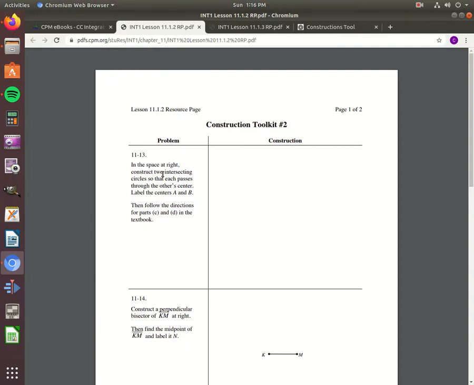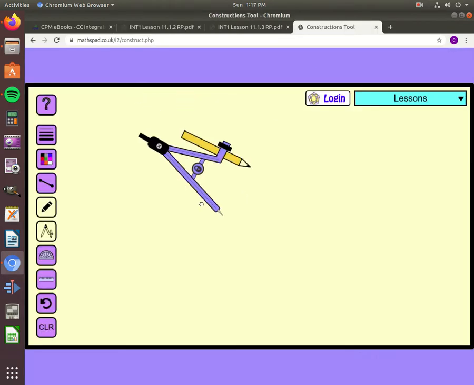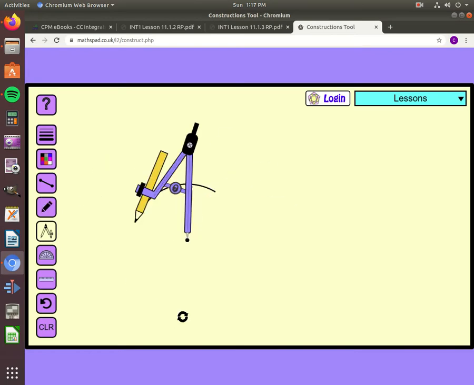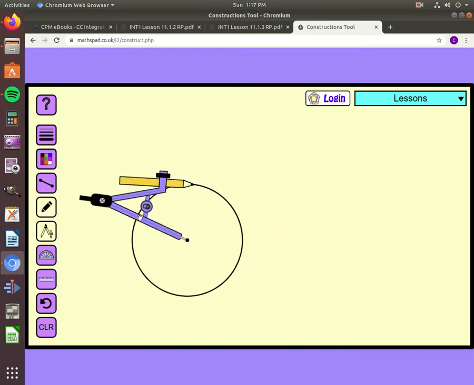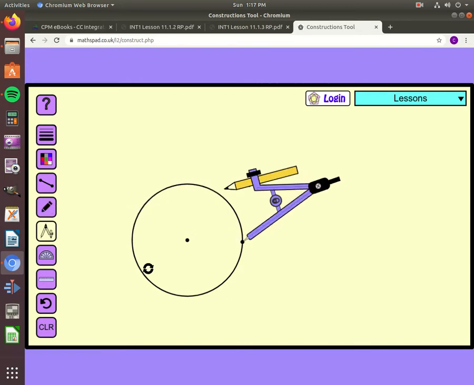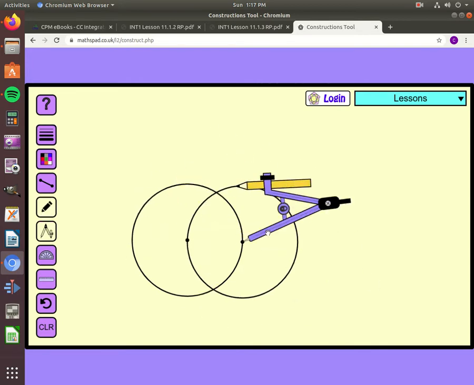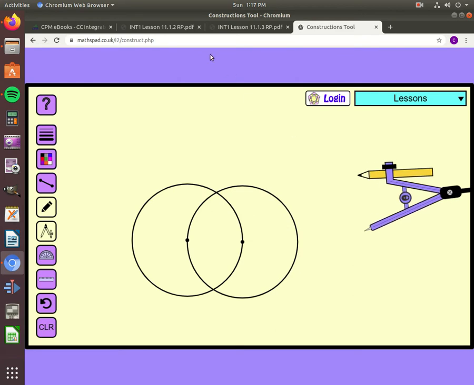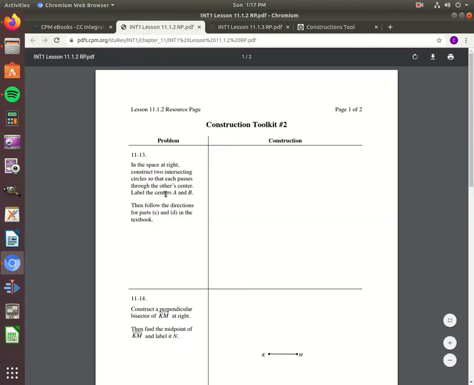In the space at right, construct 2 intersecting circles so each passes through each other's center. So no worries. We'll go ahead and just make a circle. And then it doesn't really matter which point, as long as I'm on the circle. If I make another circle, I will get something that looks like that. From there, it asks us to go ahead and read through C and D.